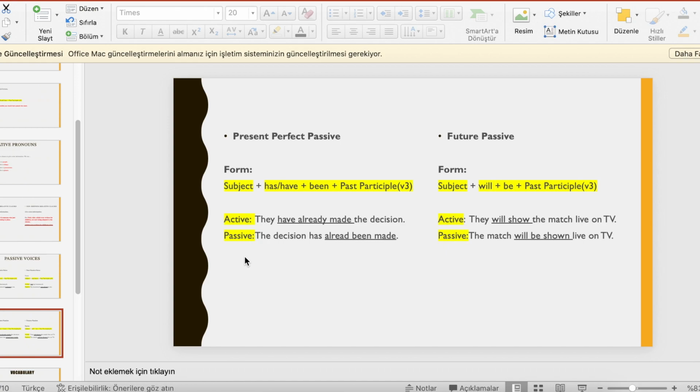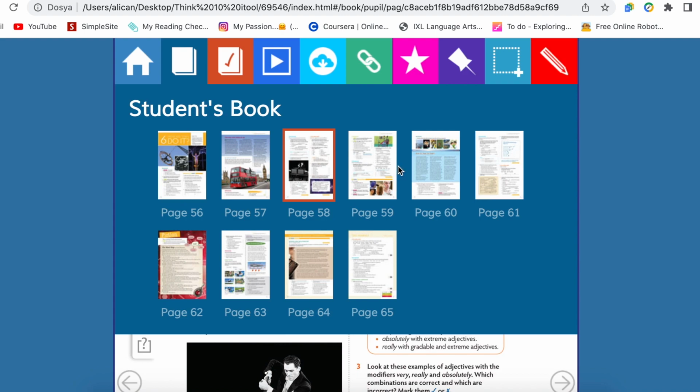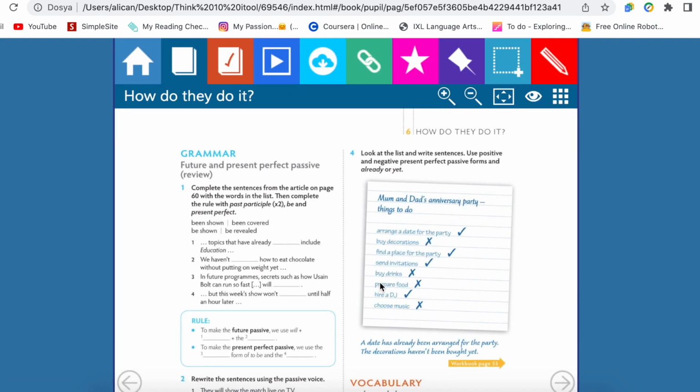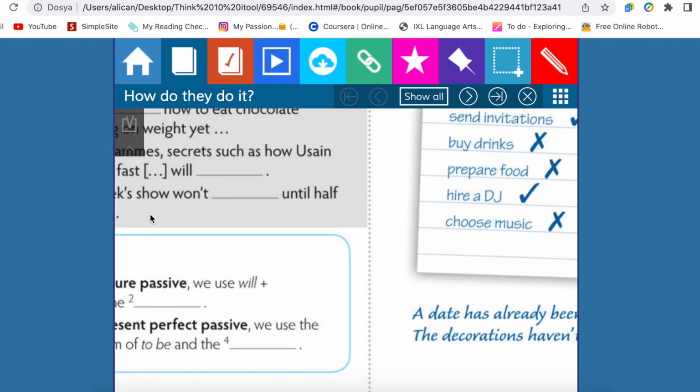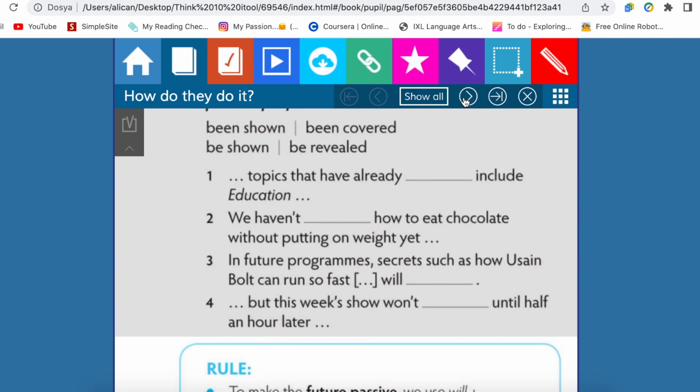Let's open our book, page 61. Okay, as you can see for future passive, let's just answer this one. As you can see, being covered, being shown, be revealed, and be shown. Those are the answers. Now let's look at the rule part.